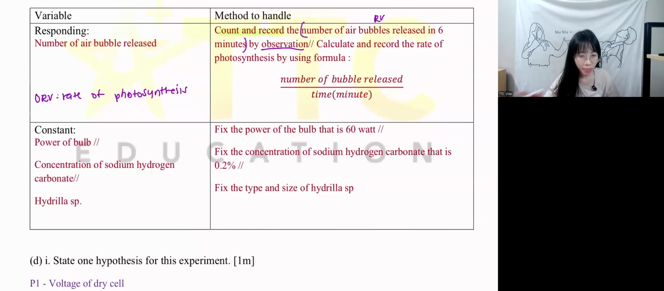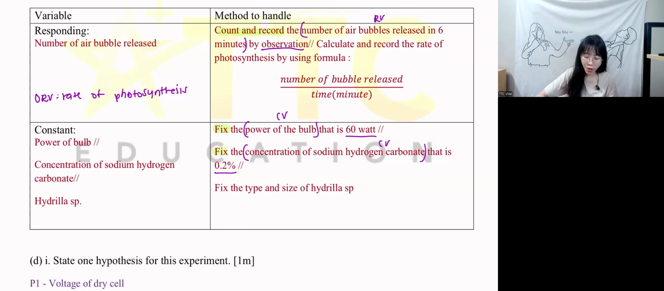You can write power of bulb, concentration of sodium hydrogen carbonate, or the species. So if you want to write power of bulb, your keyword here is fix. Fix the power of bulb, your constant variable, at 60 watt. That is the wattage they give to you, 60 watt, right? Next, concentration of sodium hydrogen carbonate. Same thing, you have to write the word fix. Fix the concentration of sodium hydrogen carbonate, constant variable, at 0.2%, because we have no apparatus for concentration. So you're going to write fix the concentration at 0.2%.